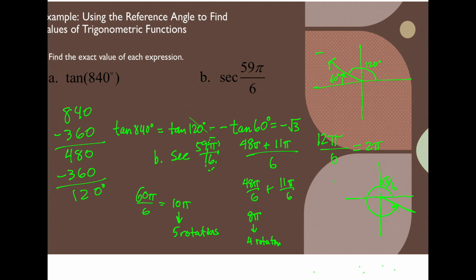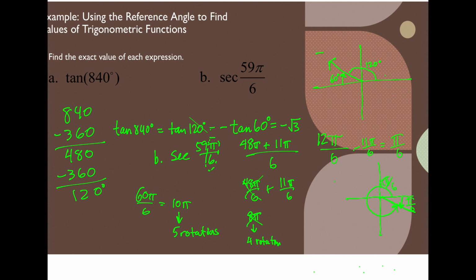And we can really just ignore this part because that's just rotations that end up in the same places. So we want to find the secant of 11 pi over 6, where the reference angle would be 12 pi over 6, which is 1 full rotation, minus 11 pi over 6. That gives me just pi over 6. So that's all that's left here: pi over 6.